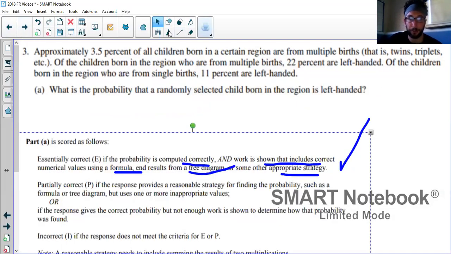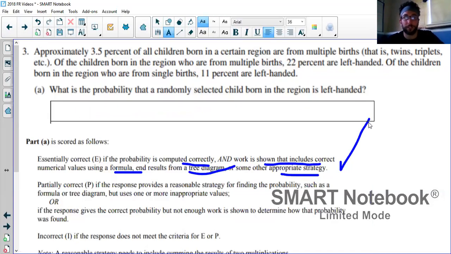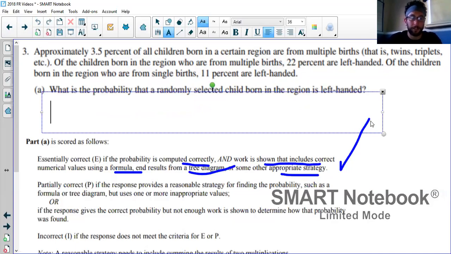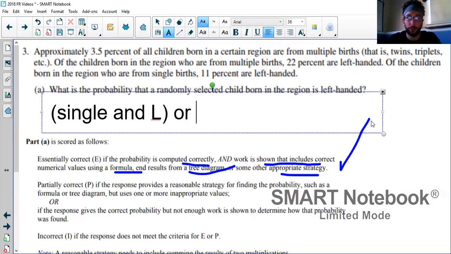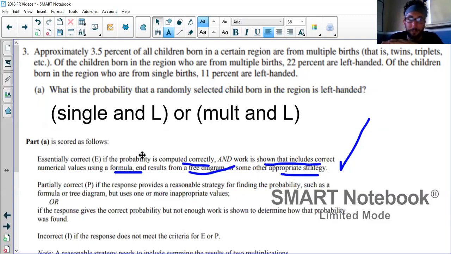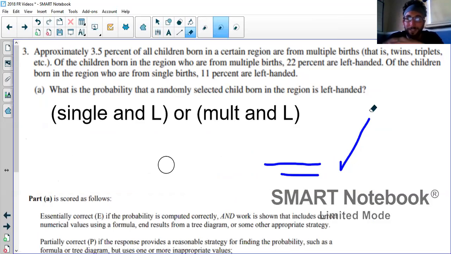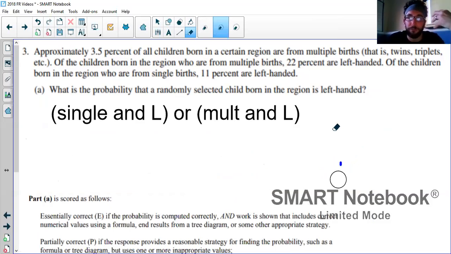You didn't need to use a tree diagram for this. Here's another way you could have done part A. Sorry about that, got really excited. You could be from a single birth and left-handed, or you could be from a multiple birth and left-handed. This is the same exact thing that we did without the tree. Mathematically, it's the same stuff. We're not doing anything different here. So from here, there's just a lot to think about. I like the tree because we can visually see everything, but you could do it this way.